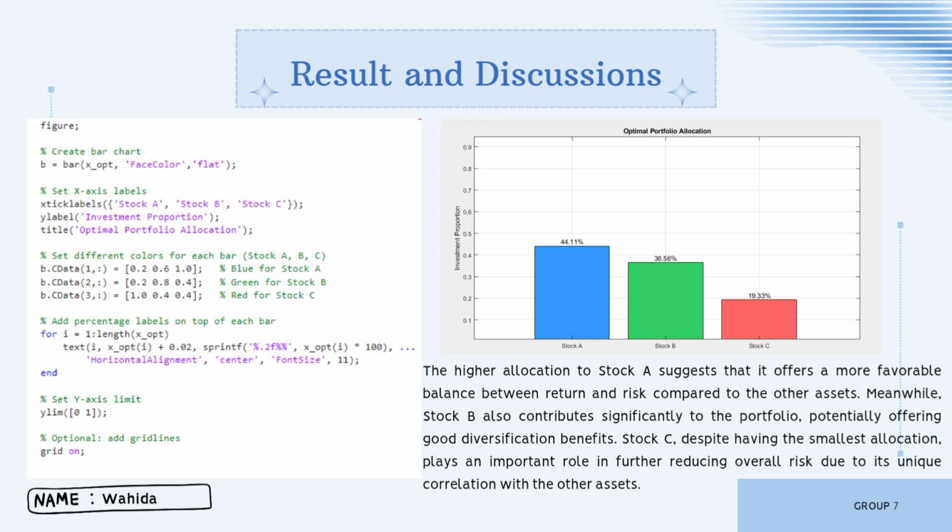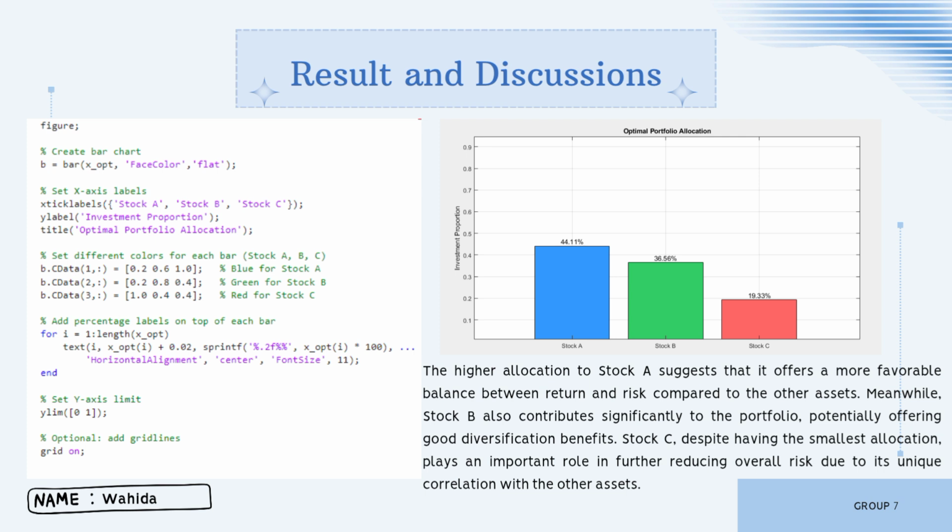The results are summarized in the bar chart, which visually illustrates the optimal investment proportions. According to the solution, 44.11% of the total capital should be allocated to stock A, 36.56% to stock B, and 19.33% to stock C. So these proportions are designed to minimize the portfolio variance while still satisfying the return constraint.